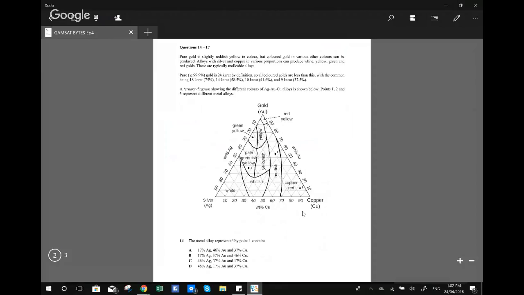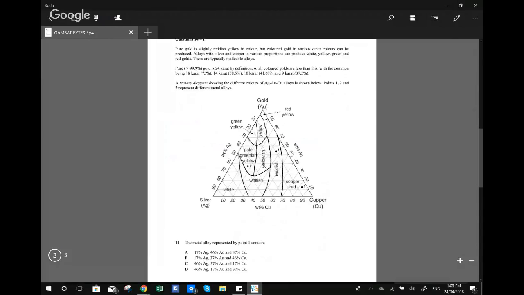Pure gold is slightly reddish yellow in color, but colored gold in various other colors can be produced. Alloys with silver and copper in various proportions can produce white, yellow, green, and red golds. These are typically malleable alloys. Pure gold, essentially 100%, is 24 karat by definition, so all colored golds are less than this, with the common ones being 18 karat, 14 karat, and 10 karat. Sorry, 10 karat and 9 karat. A ternary diagram showing the different colors of Ag, Au, Cu, or silver, gold, and copper alloys is shown below. Points 1, 2, and 3 represent different metal alloys.